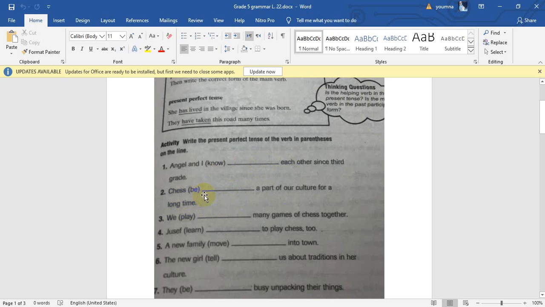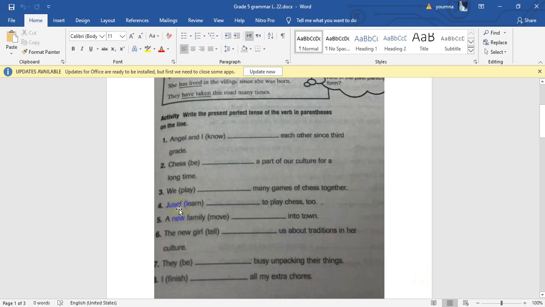Chess be a part of our culture for a long time. Chess, is it singular or plural? Yes, it's singular, so it will take the helping verb has. And be, the third form of it, or the past participle of be, is been. So it will be has been. Then guys, let's move to number 3.